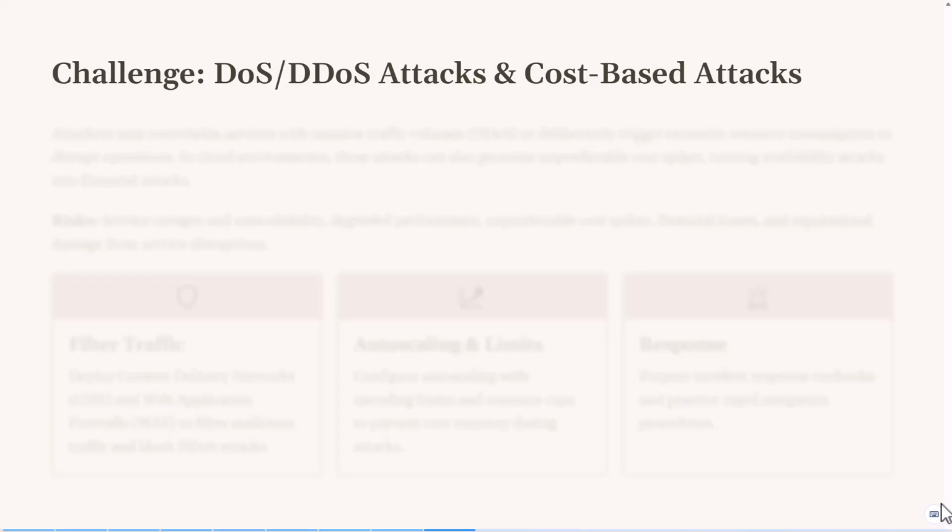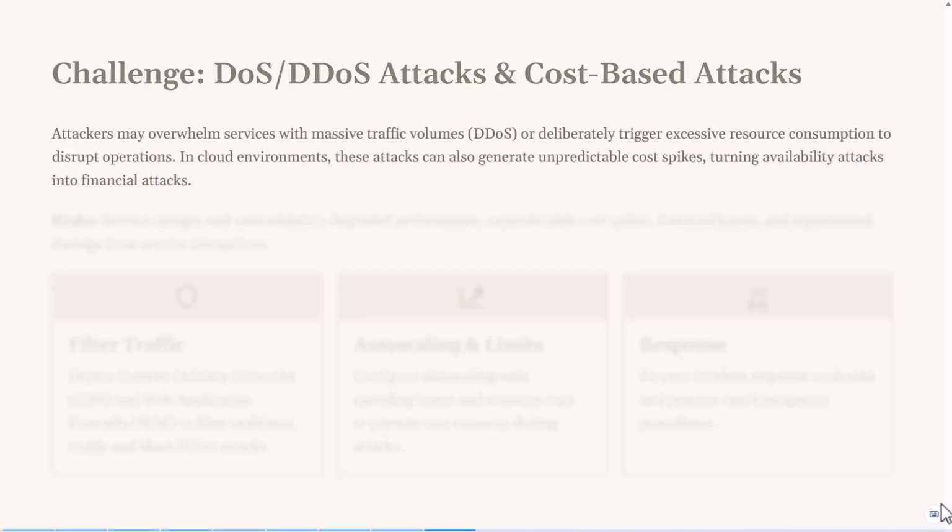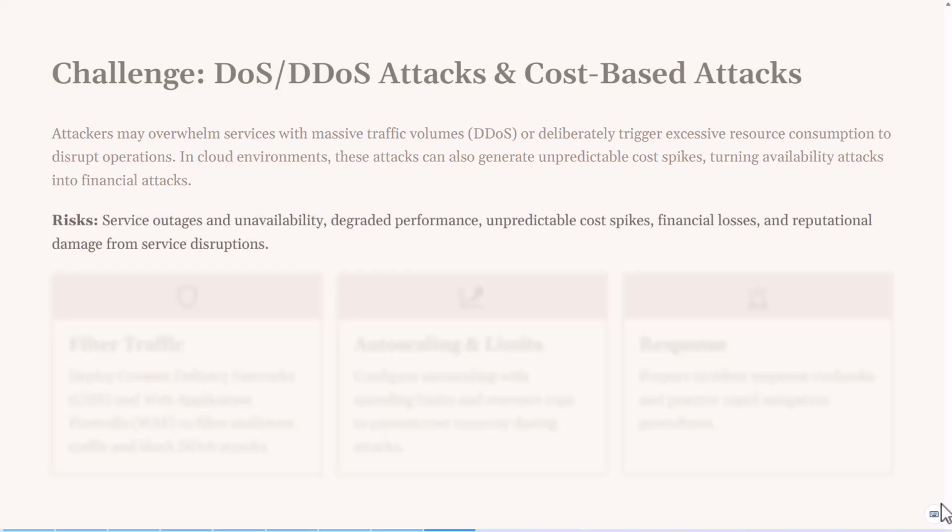Next we have DoS, DDoS, and cost-based attacks. It means that attackers send too much traffic so the system cannot work, or they try to increase our cloud bill. So services may stop working, run slowly, cost more than expected, lose money, and hurt the company's reputation.